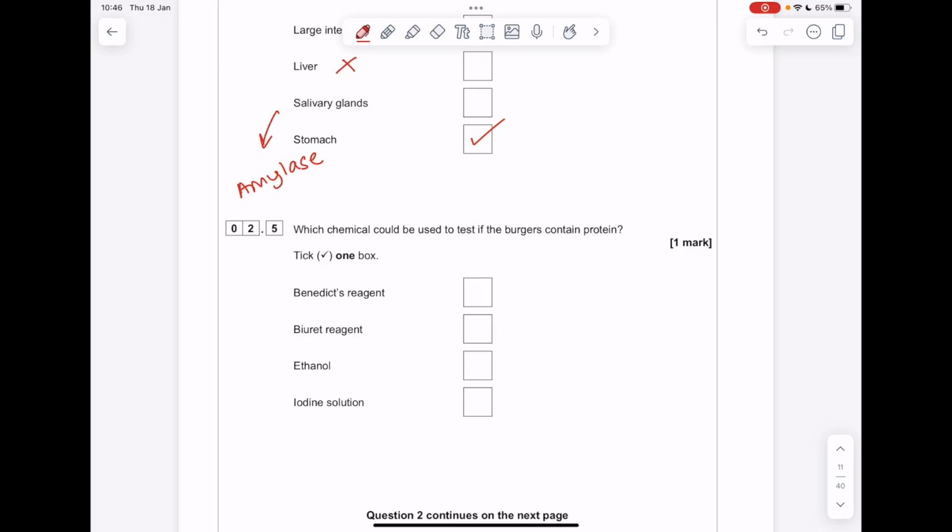Which chemical could be used to test if burgers contain protein? Benedict's reagent, no, because that tests for glucose. Biuret is correct. Ethanol is used to test for fats. Iodine is used to test for starch.